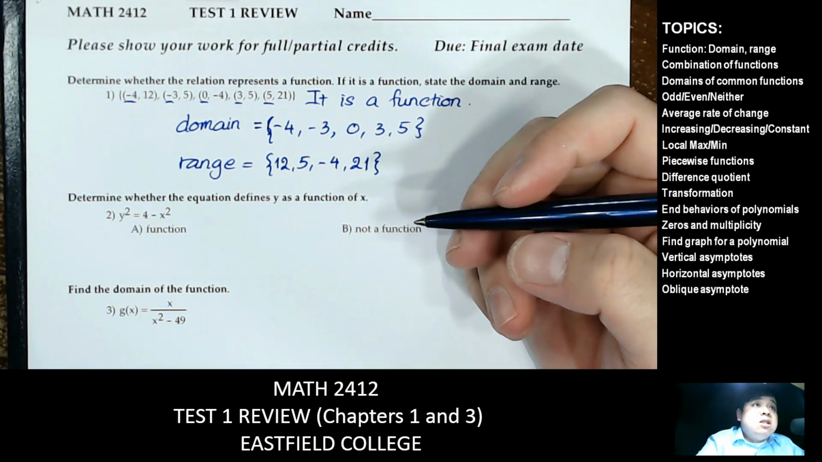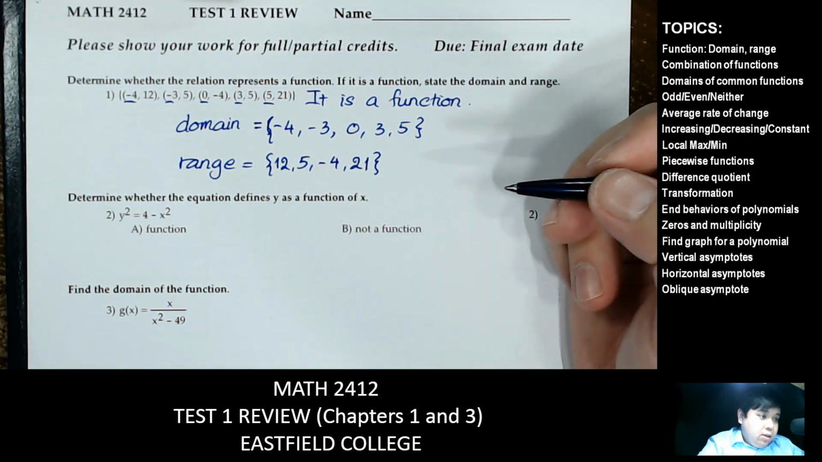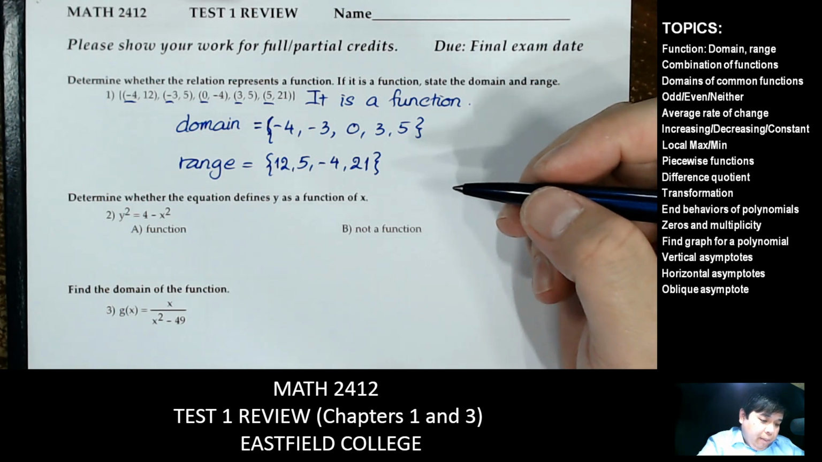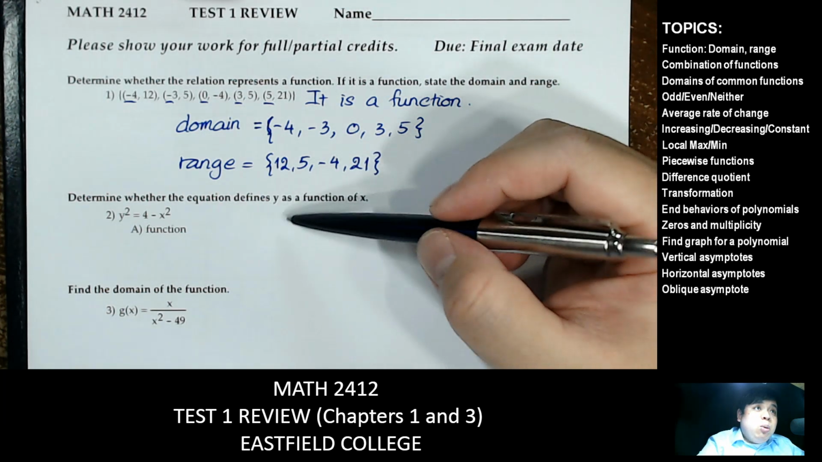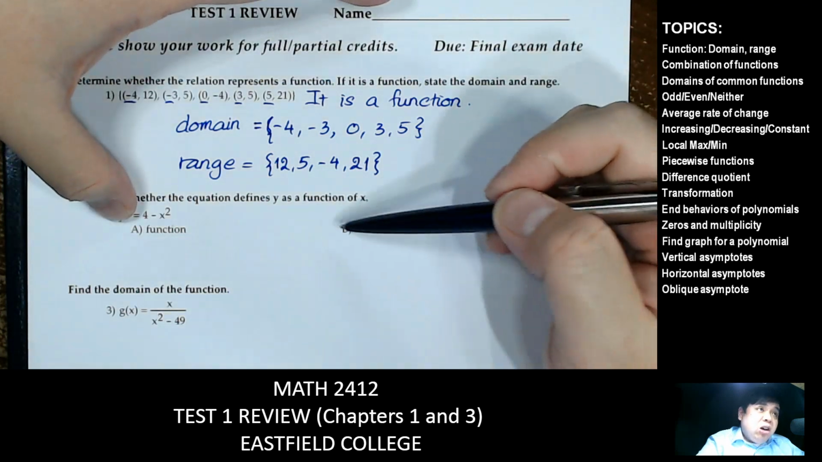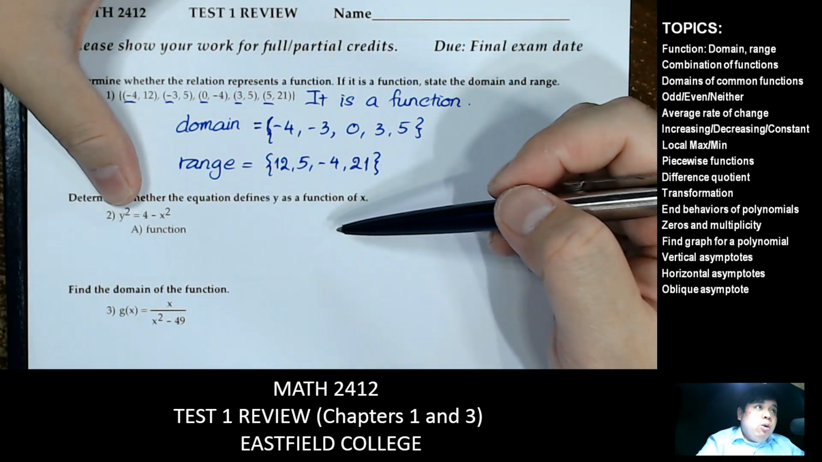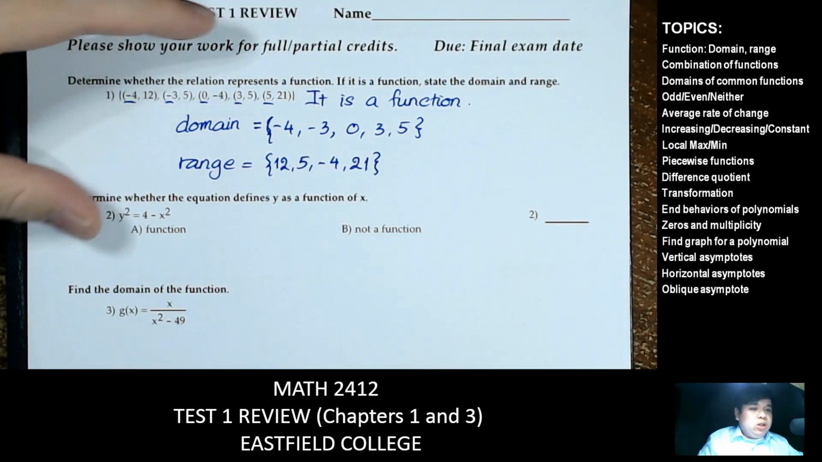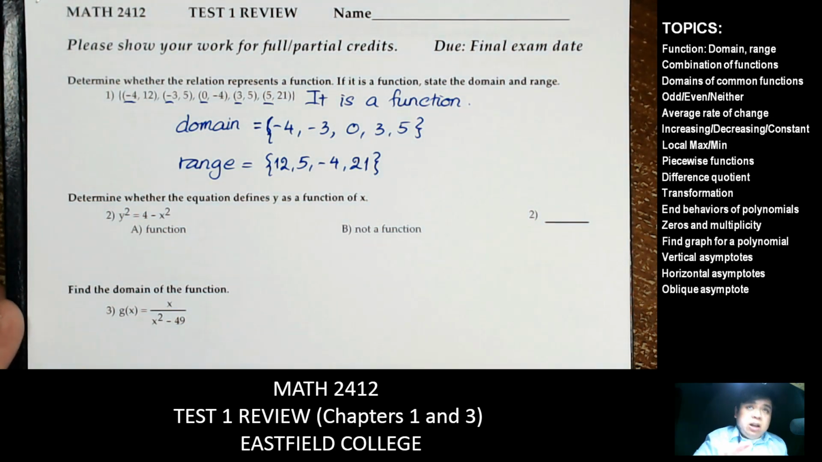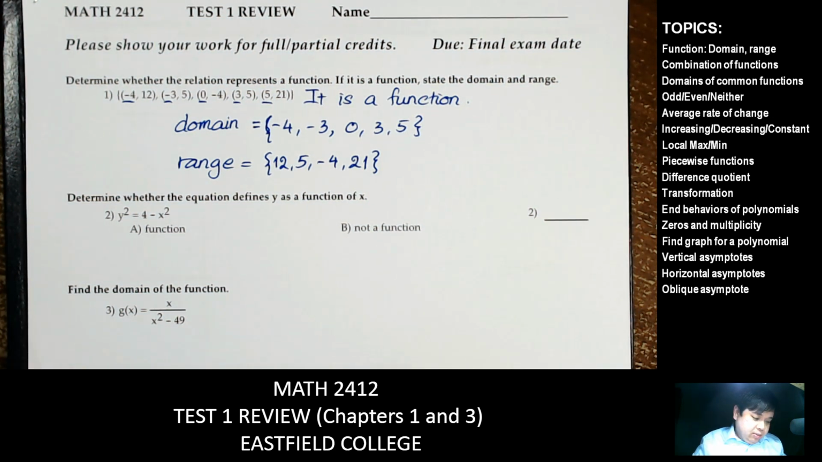So we just write it like that. Determine whether y is a function of x. This will not be a function, because if we solve for y, we have to take the square root, and that will be plus or minus. Right. We're not going to do that.